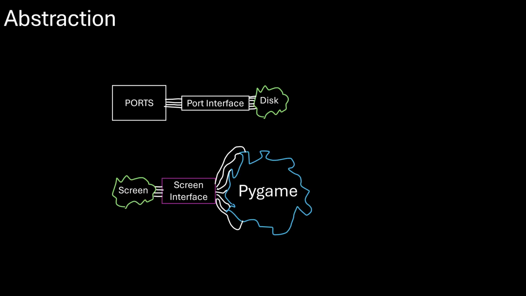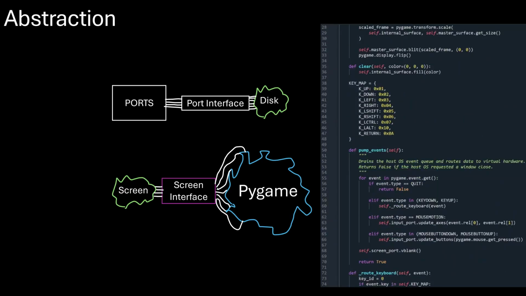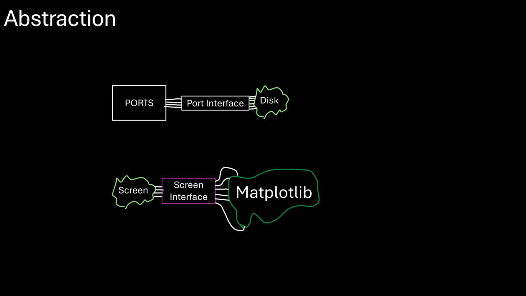I applied a similar strategy to the screen. I had Gemini help me write the screen.py file, which handles all the Pygame interaction. Because Pygame is completely contained in screen.py, I could swap it out for matplotlib or something else, and the only thing I would have to change is the screen.py file.